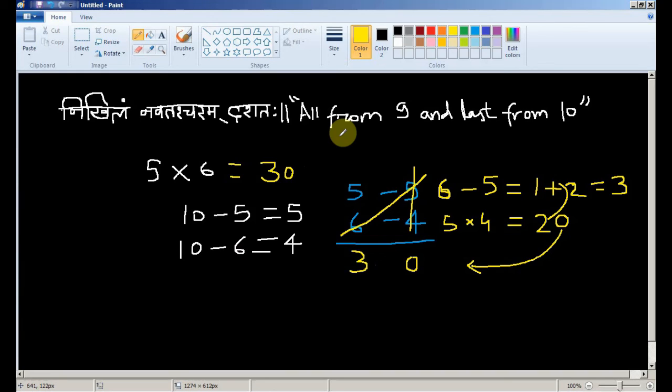Very simple maths, and in this way you can multiply single digit numbers. So in the next video we'll talk about how to multiply 2-digit numbers.